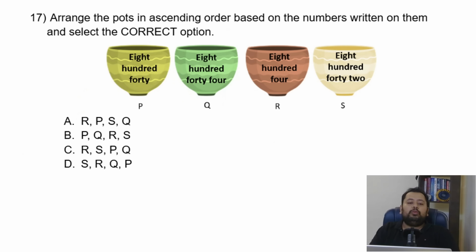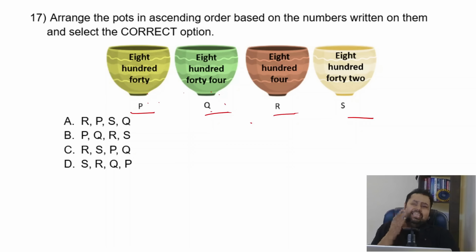And now we move to question number 17. Arrange the pods in ascending order based on numbers written on them and select the correct option. So some number is written over here, right? In P, Q, R, and S, all four pods. Some number has been given over here. You have to find out what the number is, and then you have to sort it, or arrange it in ascending order.